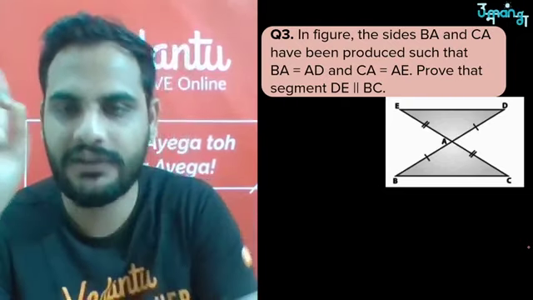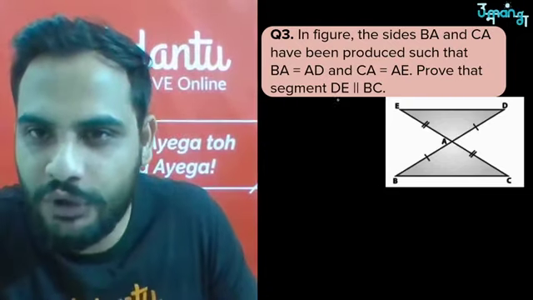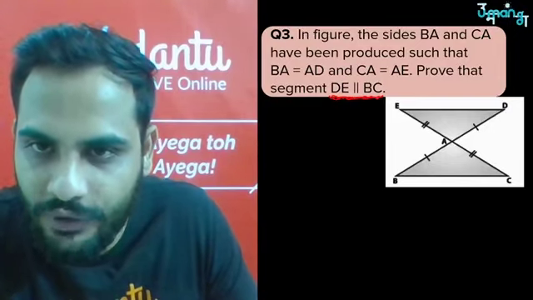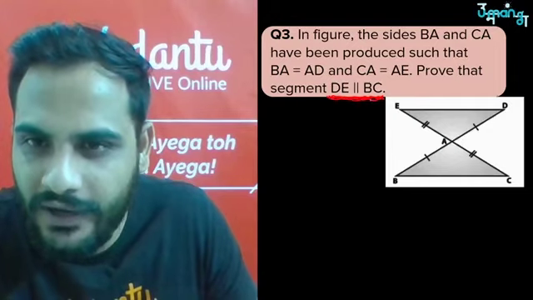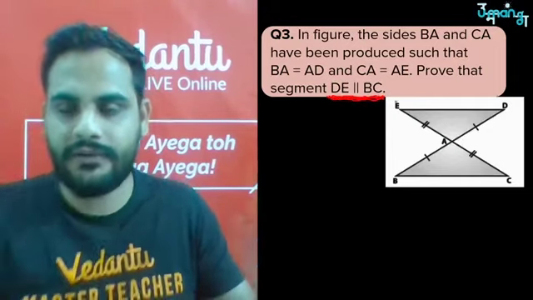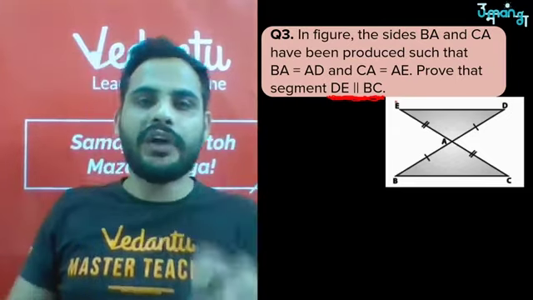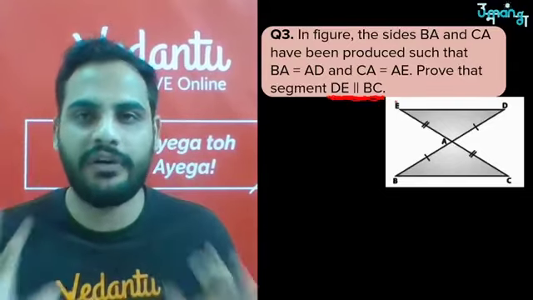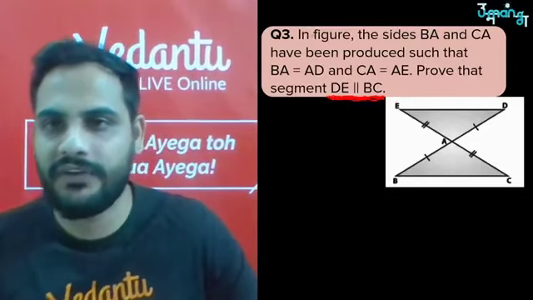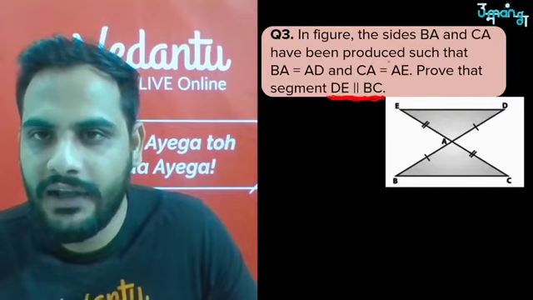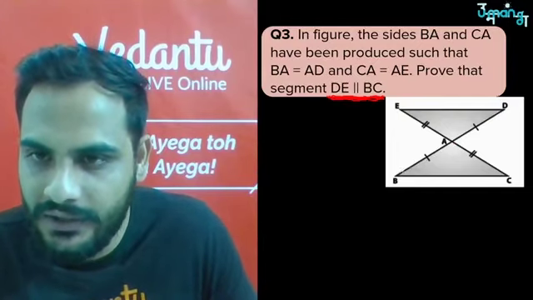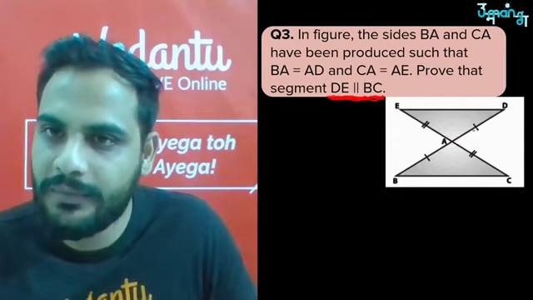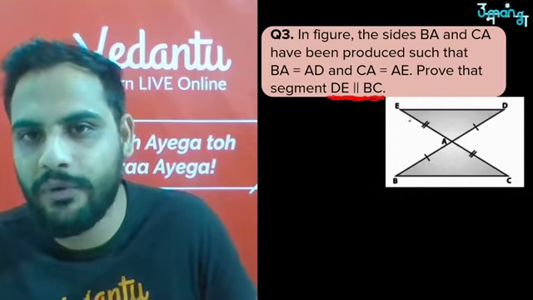Prove that segment DE is parallel to BC. First you have read the question, then focus on what you want to prove. You want to prove DE is parallel to BC. So always have your aim in mind that I have to get DE parallel to BC. Then look out for the information. If the diagram is not given, try to draw the diagram. Here the diagram is already given. So try to plot the information. First thing, what they have told: BA and CA have been produced. So BA is here, CA is here, and BA is produced till point D, CA is produced till point E.